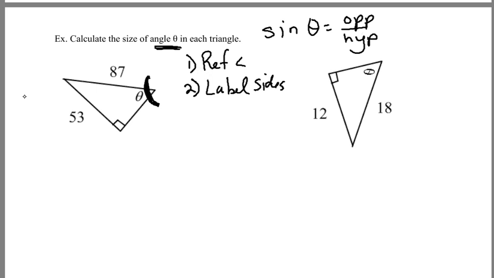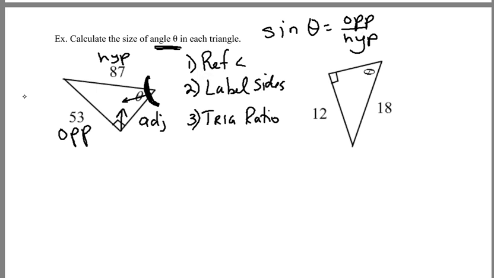I hope this is getting repetitive. Opposite, the reference angle is the side opposite. Opposite, the 90 is the hypotenuse. That leaves the adjacent. Third step is put your trig ratio down.